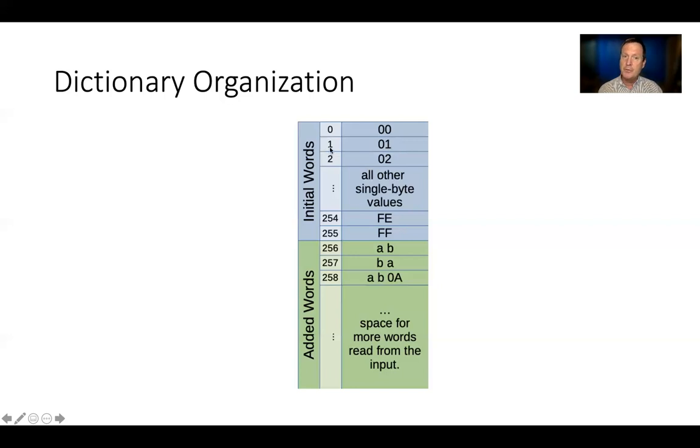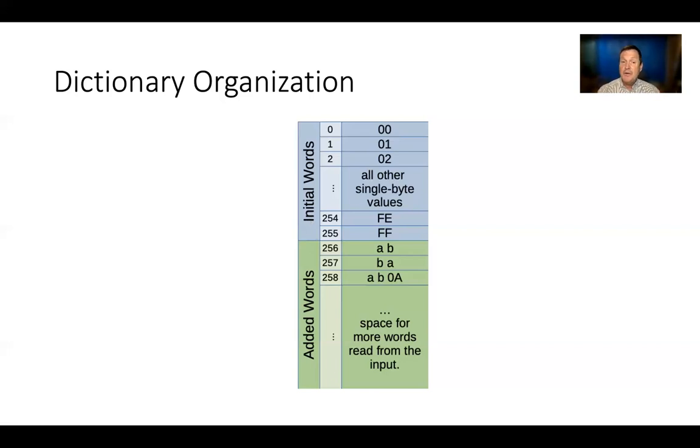We'll say, oh, that was word 1, all the way up to the largest possible byte value, written in hexadecimal. FF is the biggest value that could be in a byte, and that's word number 255. So these first 256 words are already taken in the dictionary.